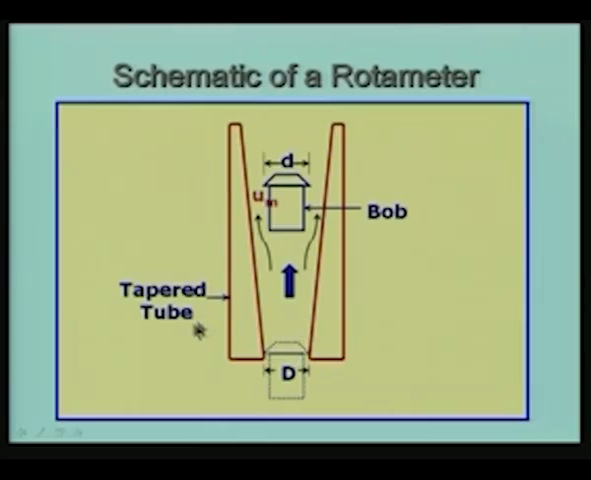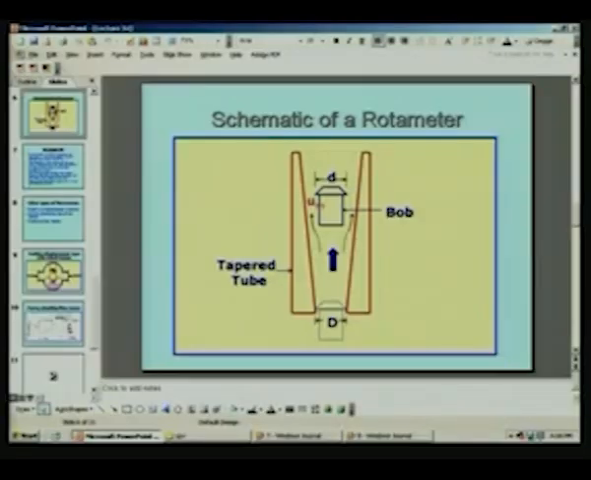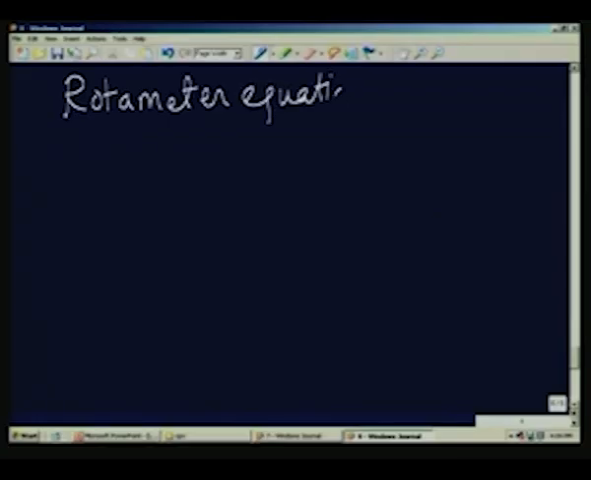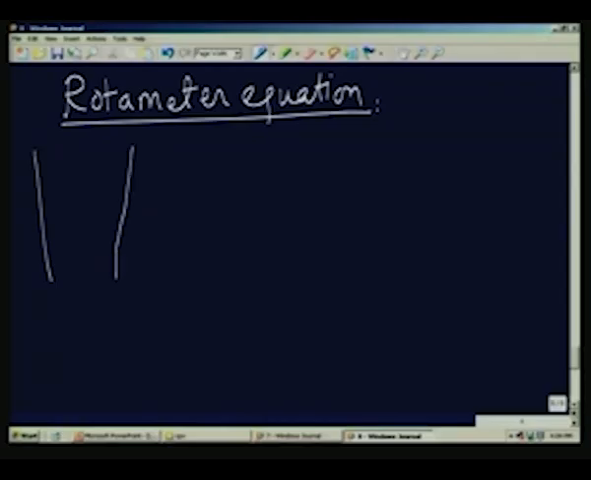So, let us now look at the way this turns out. We want to look at the rotameter equation. We will actually derive this equation. So, let me just make a simple sketch here again. This is the tapered tube, and let us say this is the axis, and the gravity force is acting in the downward direction like this.